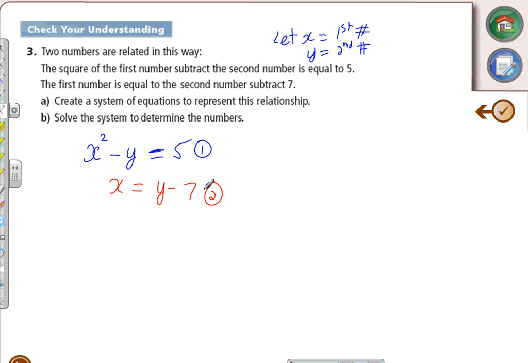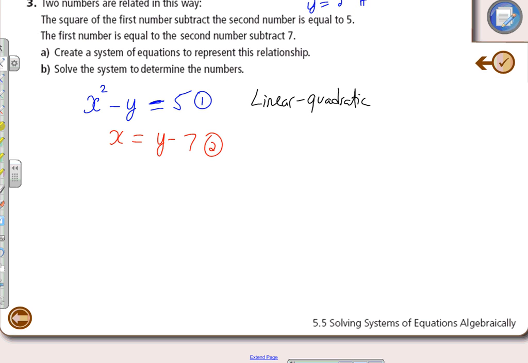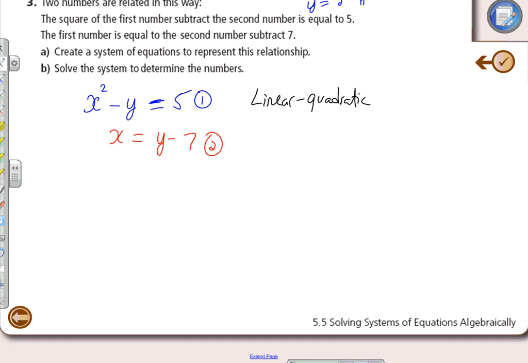And you look at what type of system do we have? We've got a linear quadratic system. Well, let's put one into the other. Hey, we've already got x isolated, so let's just plug that in for the x there. So then y minus 7 squared minus y equals 5.